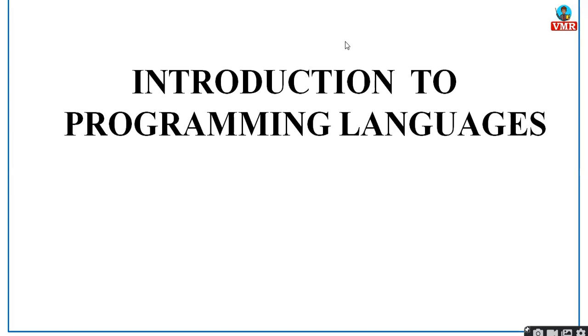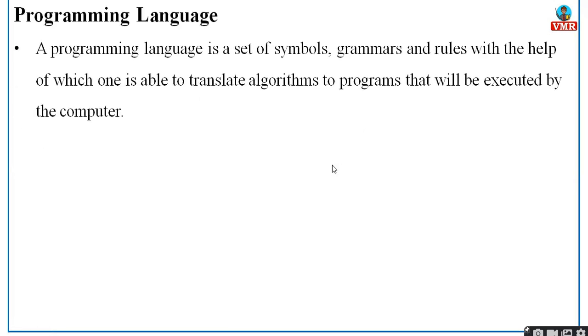So first is the introduction to the programming languages, which is the basic thing to be known for each and every programmer, right? So here comes the question: what is a programming language actually? A programming language is a set of symbols, grammars, and rules with the help of which one is able to translate algorithms to programs that will be executed by the computer. So in short, in this one single sentence, he was trying to tell that these are the rules that you are framing for developing a programming language. What are the rules, in the sense?